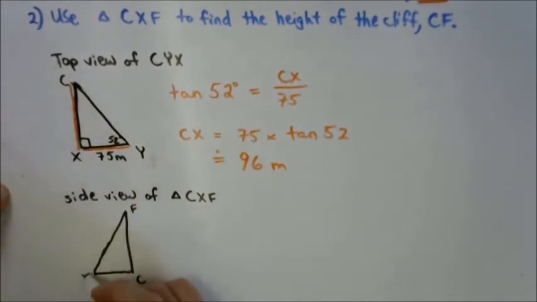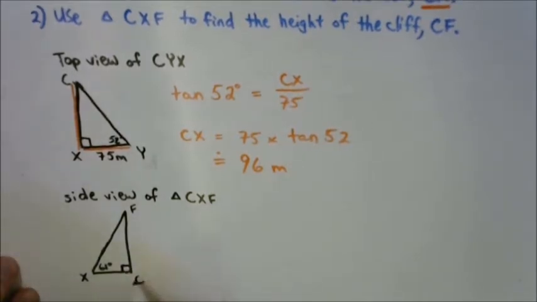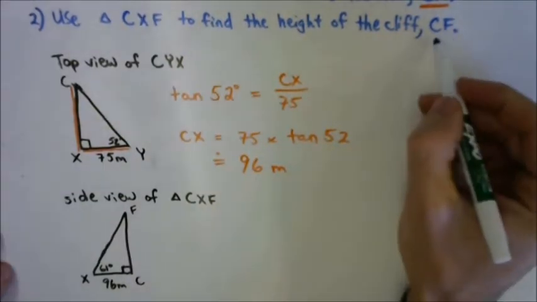CFX, where C is given as a right angle. We have the angle X given as 61 degrees. That's him using his tool to look at the top of the cliff, so he's actually finding the angle of elevation there, right? The angle of elevation is 61 degrees. And we've just found CX, which has a length of 96 meters. Now our goal is to find the height of the cliff, CF.